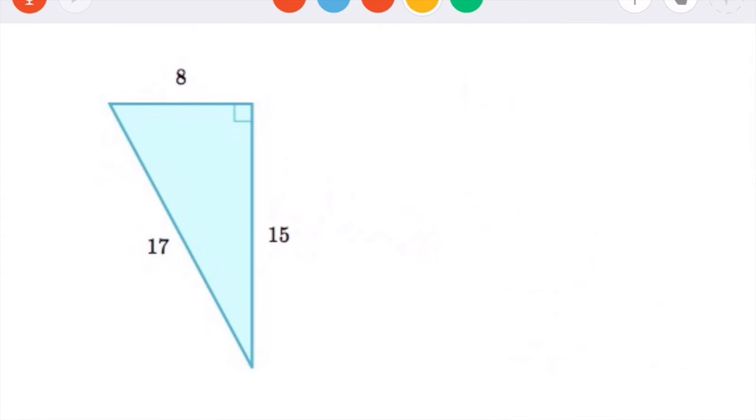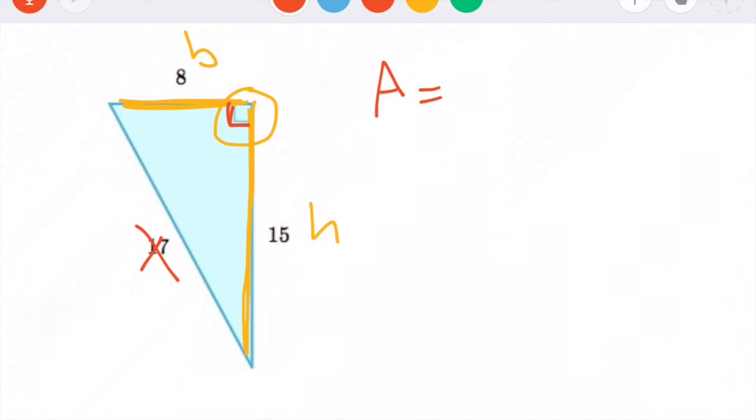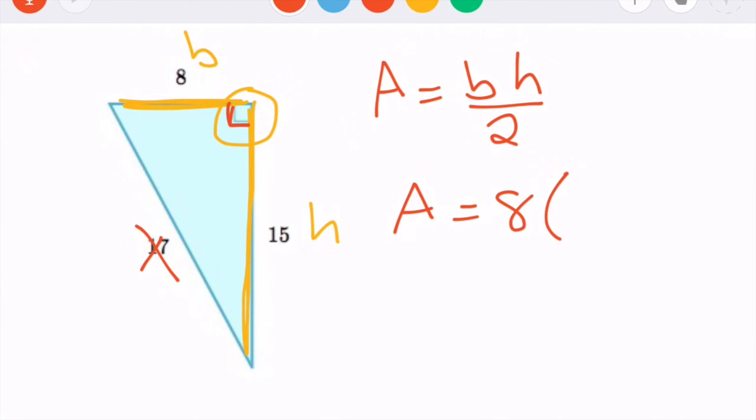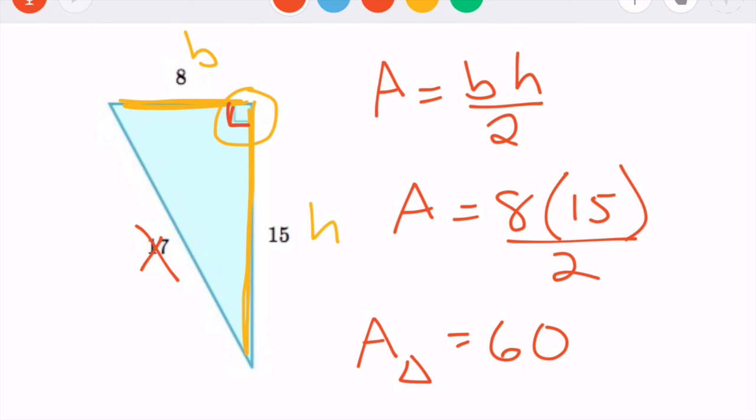Next example. Okay, once again we have a right angle. So that's going to connect our base and our height. I'm going to call 8 the base and 15 the height. You could switch it around, that doesn't matter. 15 could be the base, 8 could be the height. What's important though is that we're not using this 17, because 17 is not part of this corner, the right angle corner. So we write our formula, area equals base times height divided by 2. Area equals 8 times 15 divided by 2. So the area of our triangle is 60. Here we have no units, so it's units squared. 60 square units.